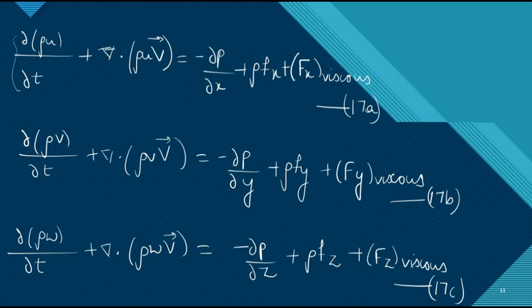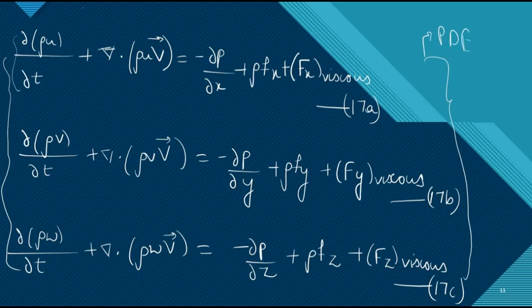Now, as I said, we can write it in three different directions. So these three equations represent the x, y, and z directions, where u, v, and w are the velocities in three different directions. Fx, Fy, and Fz denote the viscous forces in x, y, and z directions respectively. So these three equations are applicable to unsteady three-dimensional flows, either compressible or incompressible, viscous or inviscid. So these are the momentum equations in partial differential form.